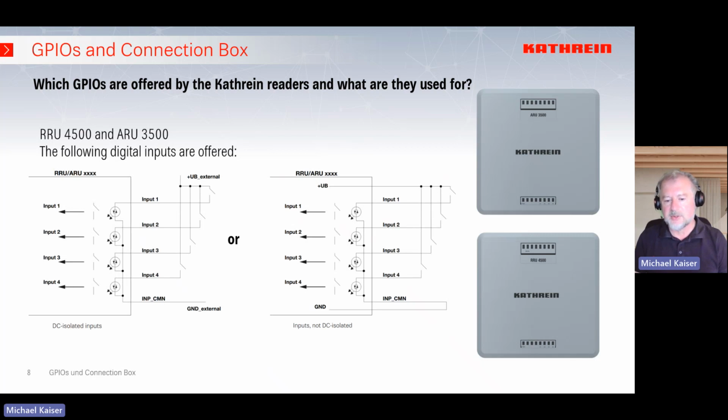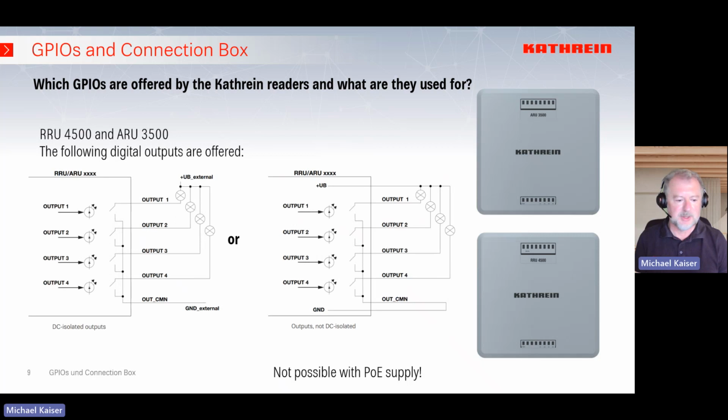The opposite way is to have these inputs not DC isolated. In this case, we have the same level of the ground. We have the ground of the reader and the ground of the sensors in the same direct connection. And you can use this also to supply your external sensors. You can use the internal power supply. You can feed through this GPIO cable and give the signals to your external sensors and external actuators. Be careful that this mode is not possible with a PoE supply. If the reader is supplied by PoE, this power supply is not available.